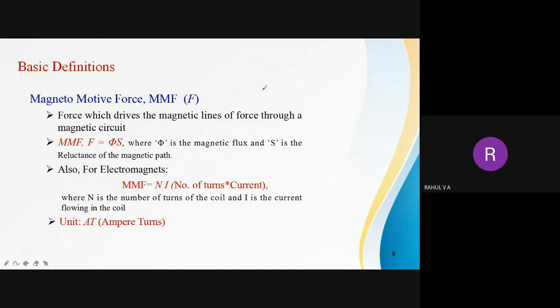Okay, now we will see some basic definitions about a magnetic circuit. First one is magnetomotive force, MMF, and it is denoted by F. So it is something related to EMF. EMF is the force required to move an electron from one end of a conductor to another end. Similarly, magnetomotive force is a force which drives the magnetic lines of force through a magnetic circuit, from north pole to south pole and from south pole again to north pole. So it is a force required to drive the magnetic lines of force through a magnetic circuit.